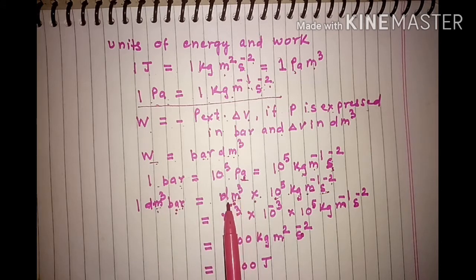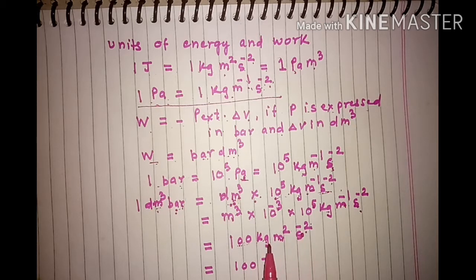Now replace this dm cube with meter cube. dm cube equals meter cube into 10 raised to minus 3. The remaining will remain the same, into 10 raised to 5 kg meter inverse second square inverse. Now 5 minus 3 gives 10 raised to 2, that is 100 kg. Here it is meter cube and here it is meter inverse, so it comes out to be meter square, and we are left with second square inverse. So we reach 100, or 10 raised to 2, kg meter square second square inverse.